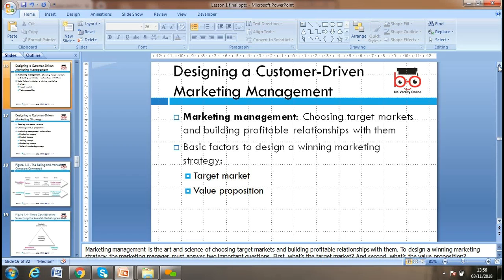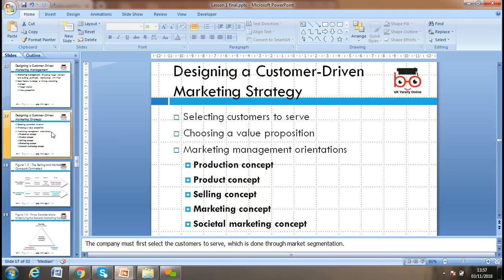The value proposition: what value proposition do we have? Buy one get one free, we'll give extra, we will provide you a guarantee. So we need to think about what value proposition we can offer in the products and services we are offering as marketers. Customers really want these propositions, and companies watch closely and, after research, make sure they design the customer-driven marketing strategy.